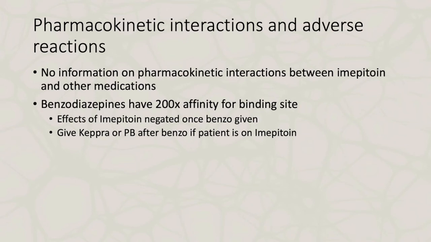Now, because imepitoin has such a short half-life, it will be effective pretty quickly, even after just a single dose of imepitoin. So you don't have to worry about loading them afterwards. The dose of imepitoin is 10 to 30 milligrams per kilogram every 12 hours, with most papers recommending giving it between 20 and 30 mg per kg.